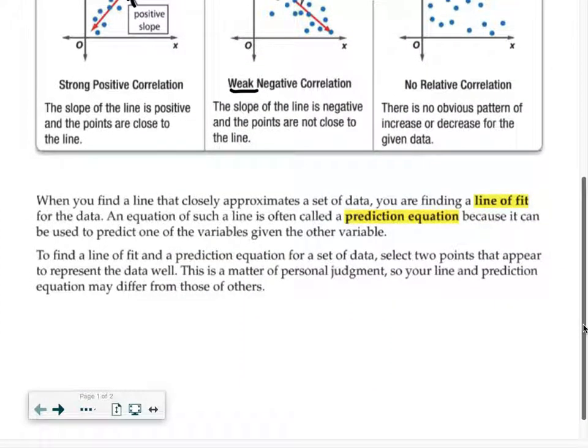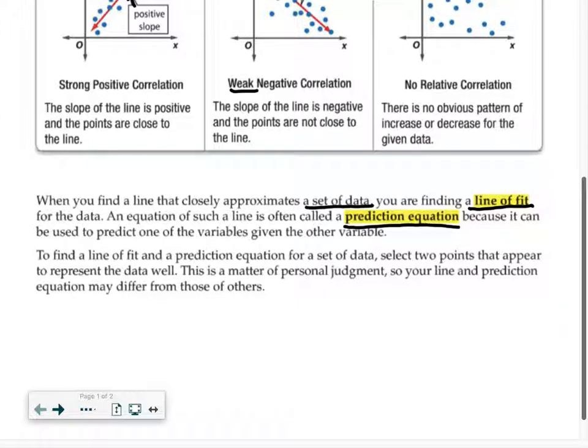Alright, when you find a line that closely approximates a set of data, okay, you are finding what we call the line of fit. And we're going to draw a line of fit and come up with an equation for that on the back here. Okay, the equation for such a line is called a prediction equation because it can be used to predict one of the variables given the other.